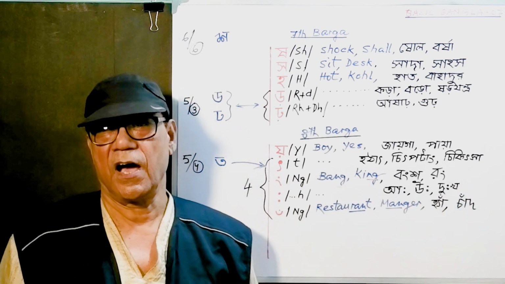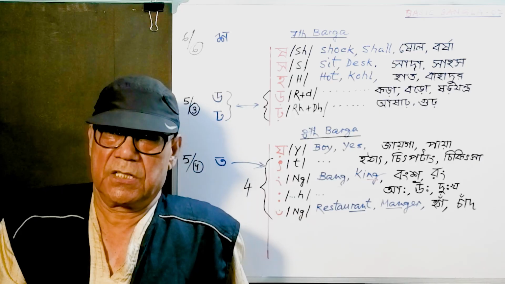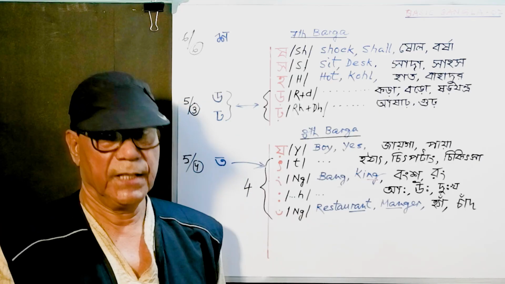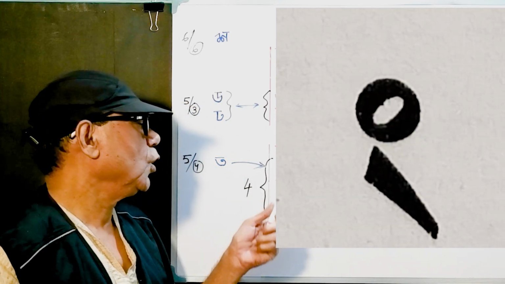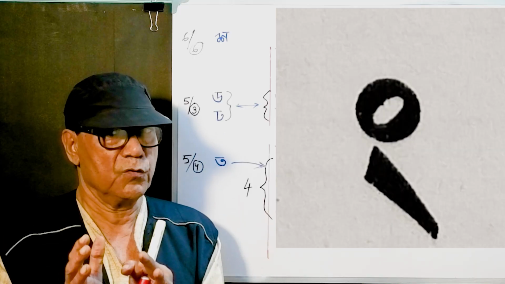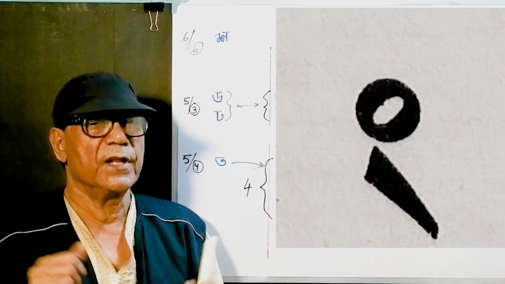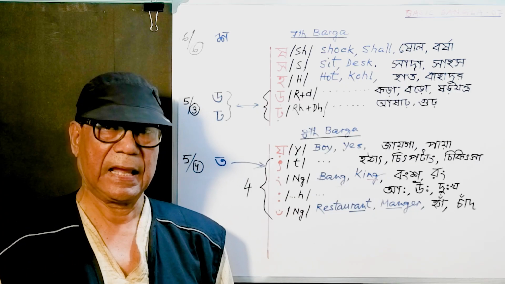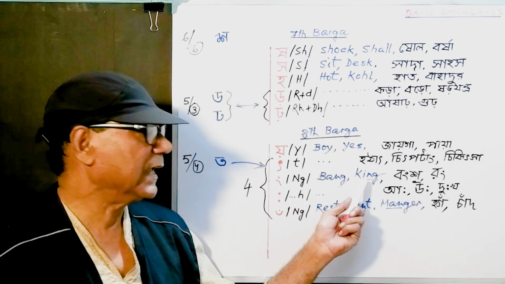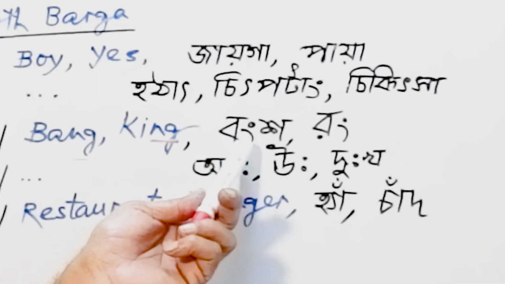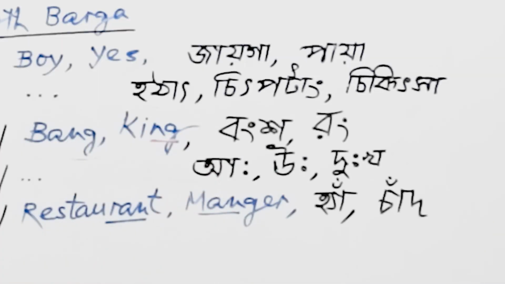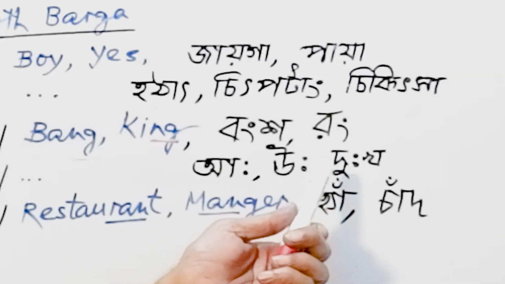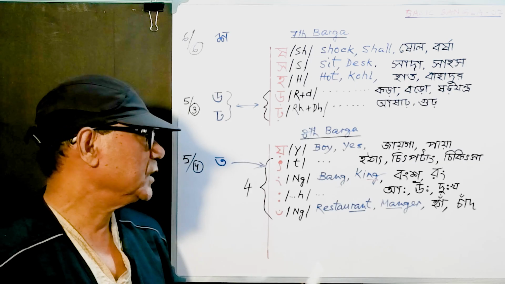Then chikitsa. Chikitsa means treatment, medical treatment by a doctor. Then we have anusar. Anusar means small sound. Small because it is not a full-fledged sound. Bang. This is just a shortened sound. Bang, ngang, king. Then we have in Bengali bangsho. Bangsho means a family. And then rong. Rong means color.